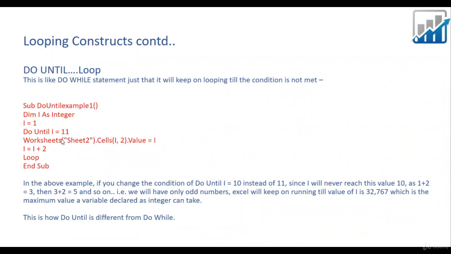So in this particular example itself, if we change this condition from 11 to 10, because I will never take an even value. In the previous example, we saw that when we start with I is equal to 1, initially the value will be 1, but then it is incremented by 2. So now the value becomes 3, then 5, then 7, then 9, then 11. So I will never attain the value of 10. So this will keep on looping till the value of I reaches 32767, and that is because we have declared I as an integer.